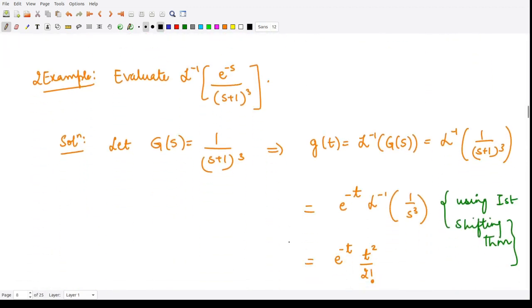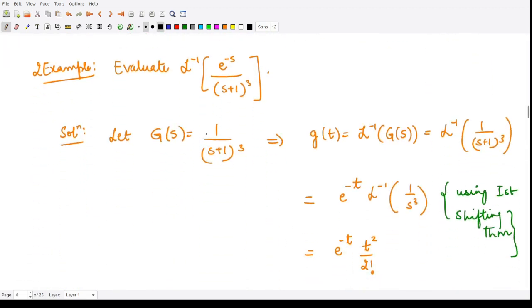So let us now move on to the next example, which says that we are to compute the inverse Laplace transform of e to the power minus s divided by (s plus 1) cube. So here also you notice that we have something multiplied to this e to the power minus s. So that means we can use the second shifting property here.